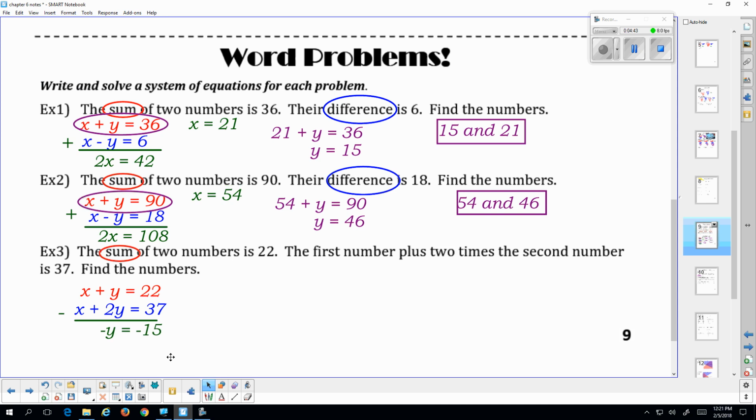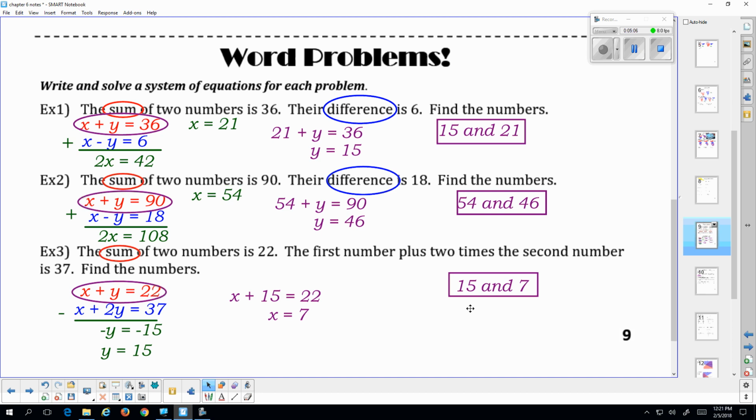I get negative y equals negative 15. So what's y? Y is 15. And then I'm going to use the first equation just because it looks easier. Okay, I'm going to plug in y. And what's x going to be? x is 7, so my two numbers are 15 and 7.